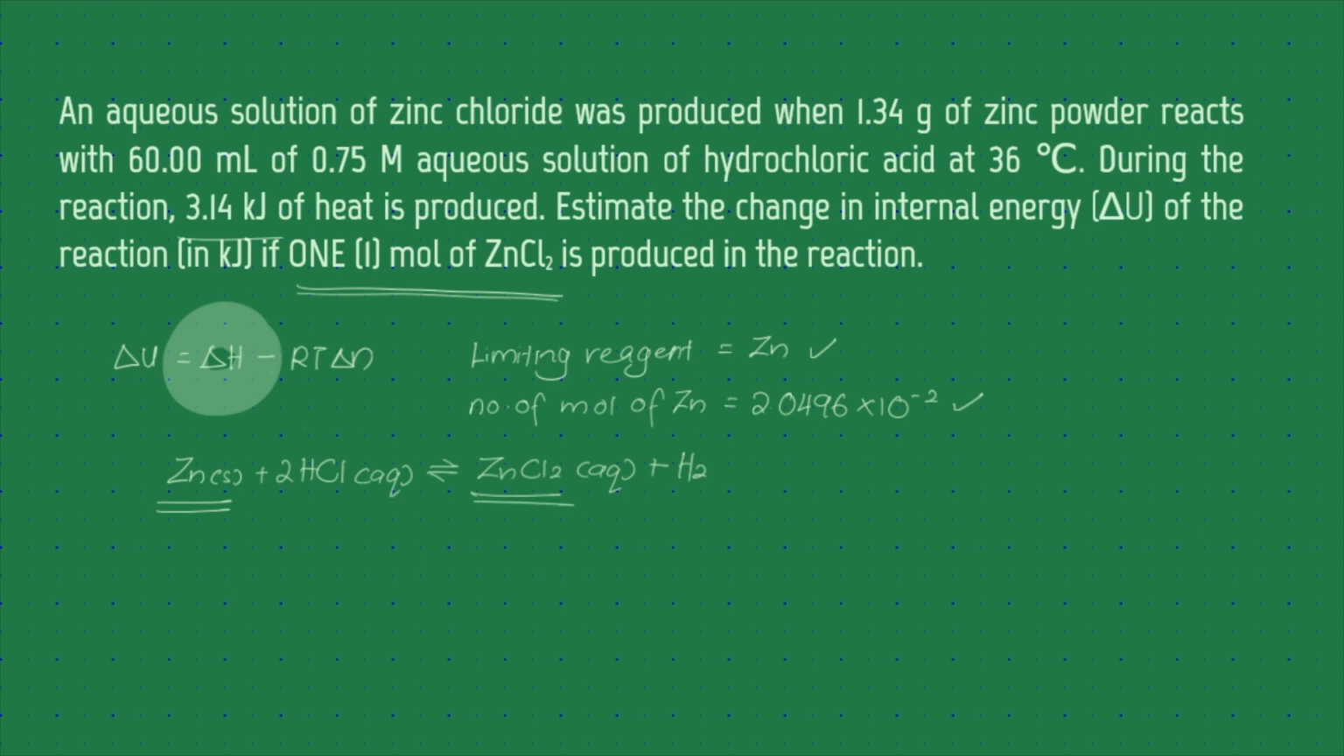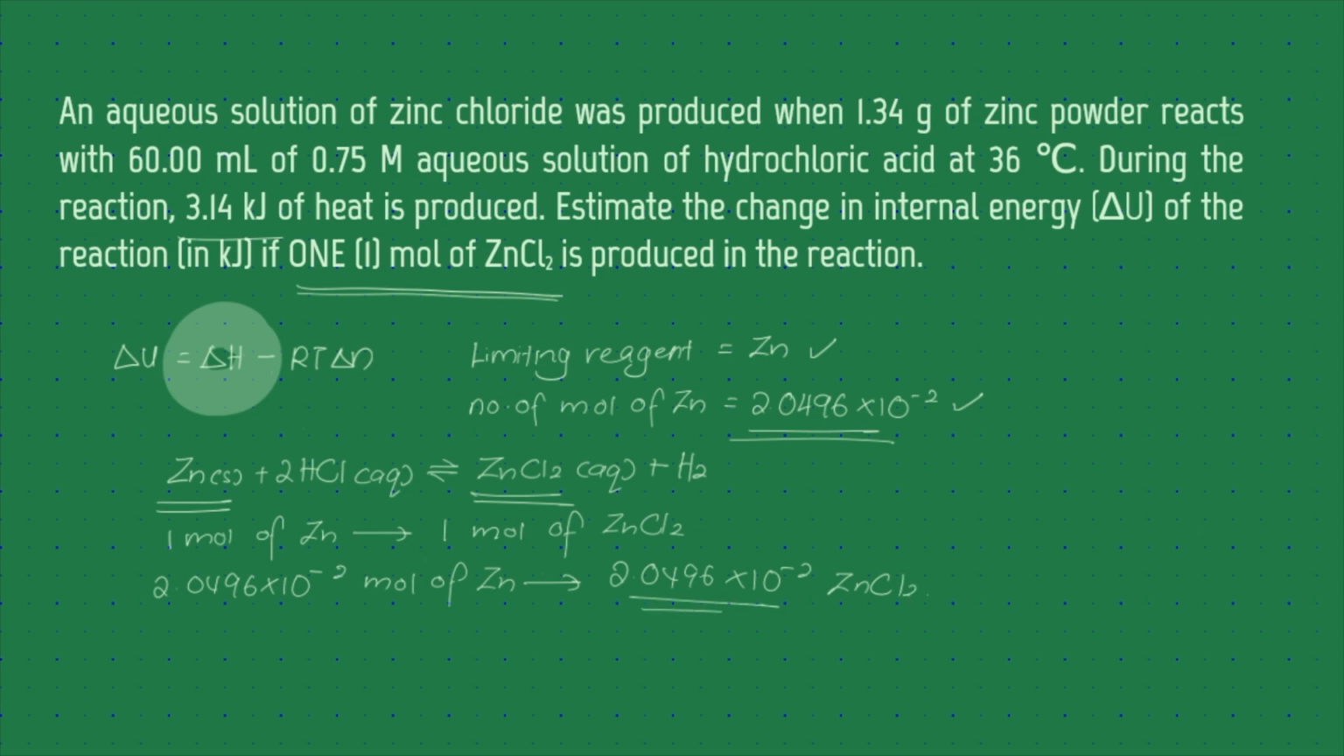So the concept that you need to understand here is that your limiting reagent will dominate how much zinc chloride will be produced. Here we can say that 1 mole of zinc shall produce 1 mole of zinc chloride. At the moment you have 2.0496 times 10 to the power of negative 2 mole of zinc. Therefore, it shall produce the same number of moles of zinc chloride. So 2.0496 times 10 to the power of negative 2 mole of zinc chloride is being produced.